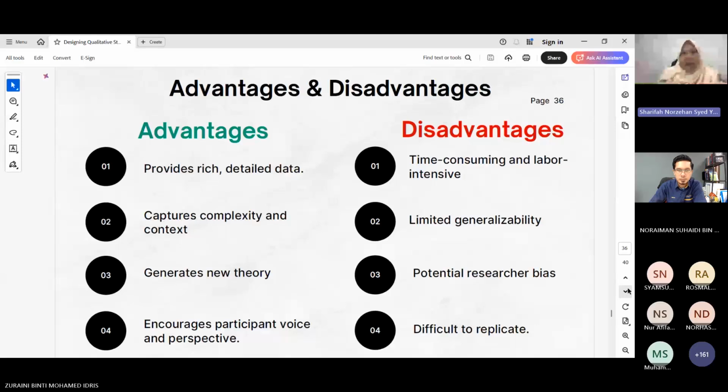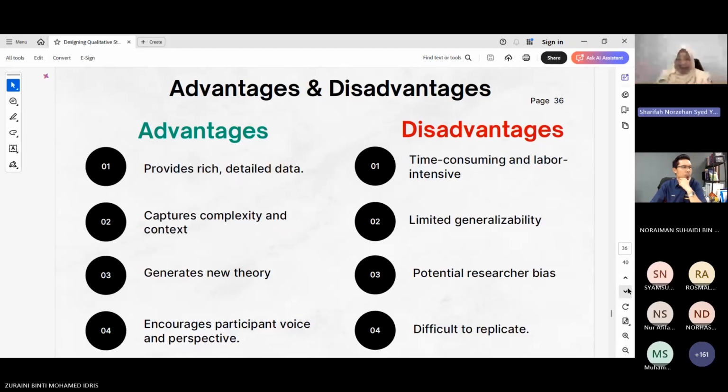In a way, when you say it is difficult, memang adalah sometimes potential bias. You can have preconceived ideas, all right, before you undertake the interview. So try to avoid that from disturbing your reflexivity just now, all right? And this one is difficult to replicate.